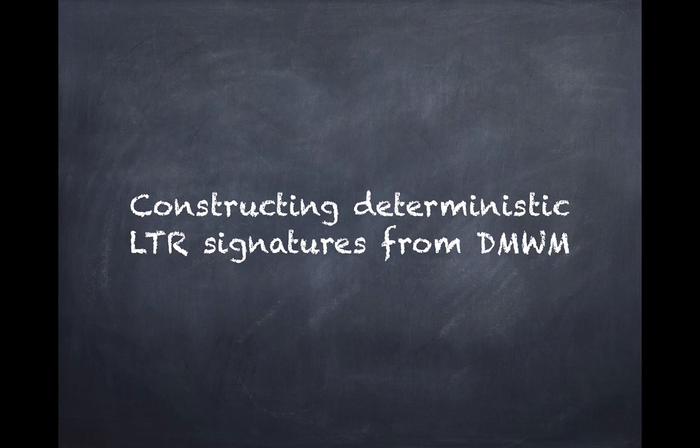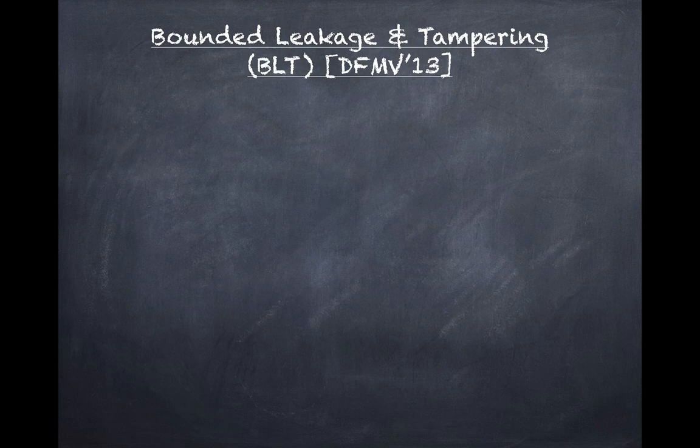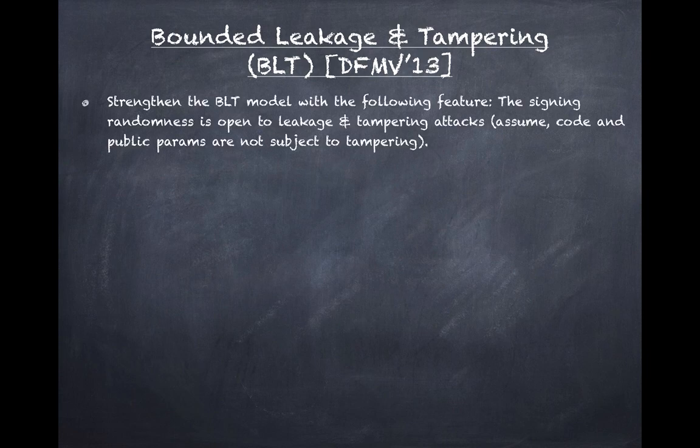Now we show how to construct a deterministic leakage and tamper resilient signature given a dual mode witness map. For this, we resort to the bounded leakage and tampering model of Damgard et al. from AsiaCrypt 2013. In particular, we strengthened the BLT model with the following feature, that the signing randomness is now open to leakage and tampering attacks. However, we do assume that the code and the public parameters are not subject to tampering, as is the case in all previous works on leakage and tamper resilient signatures in the BLT model.